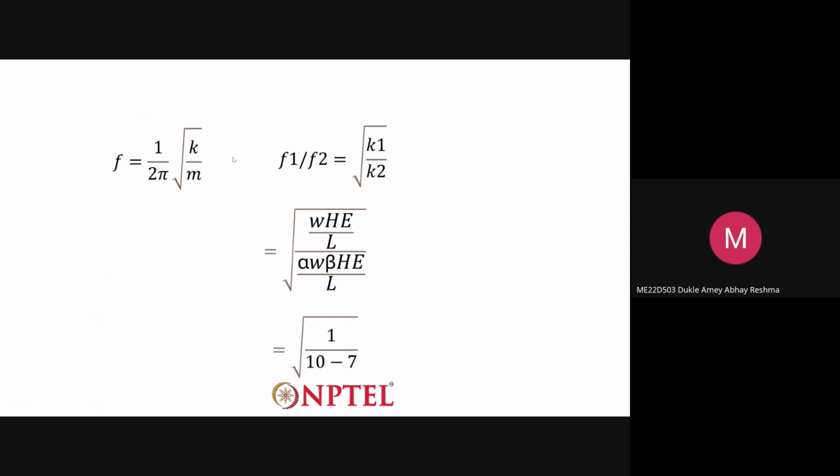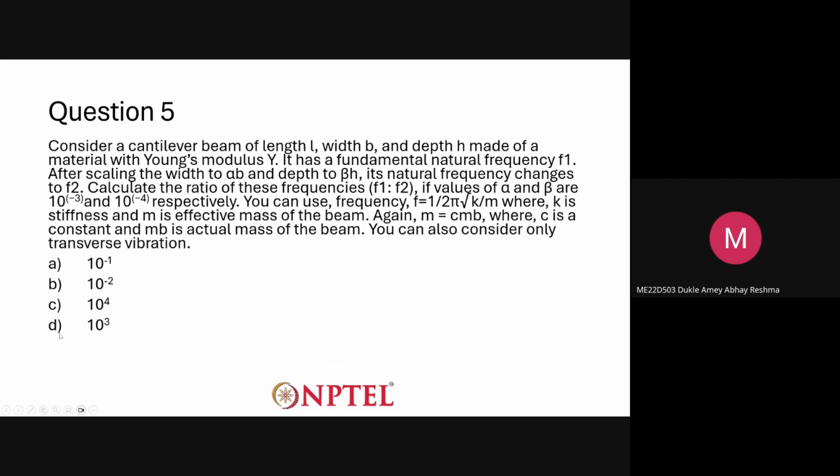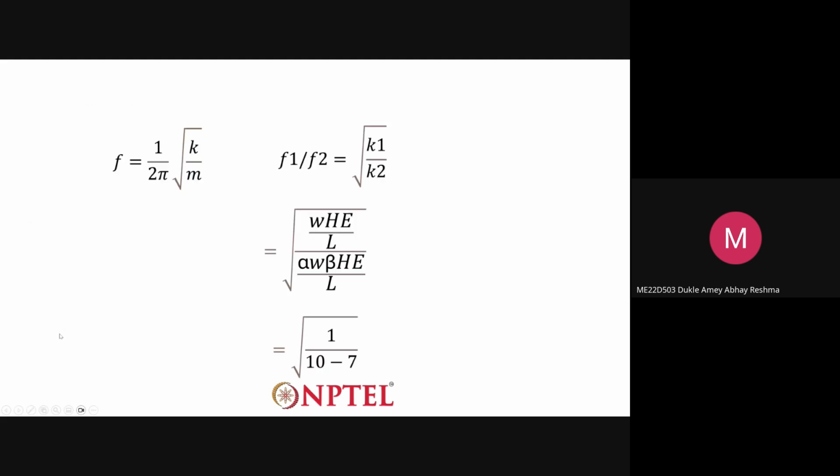When you substitute k1 and k2, basically we have the equation for k1. K1 is cross section area, that is w into h into e upon l, and the second is alpha into w, beta into h into e upon l. So basically you can cancel everything out. You will only be left with alpha and beta, and you have the values of alpha and beta here. That is 10 raised to 3 and 10 raised to minus 4. So what you get is 10 raised to minus 7.